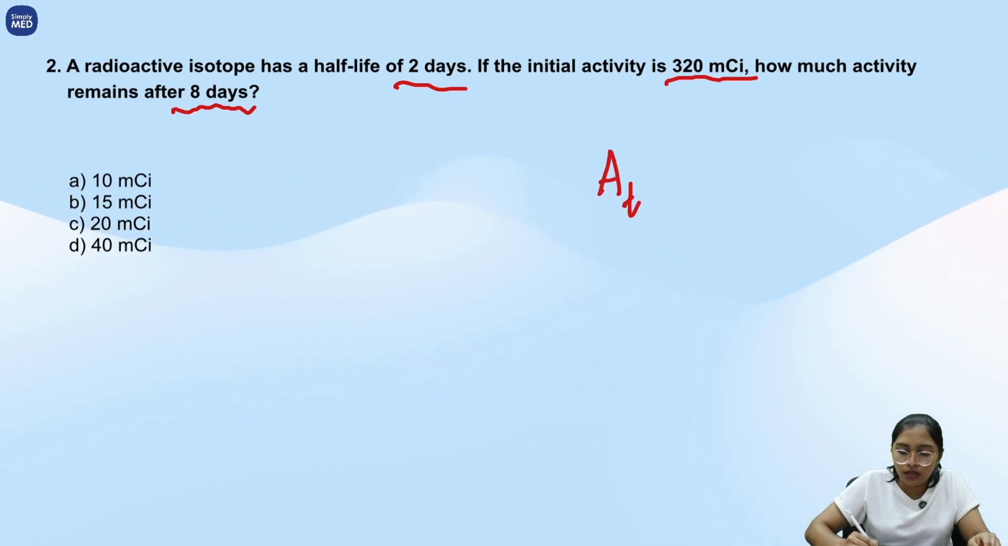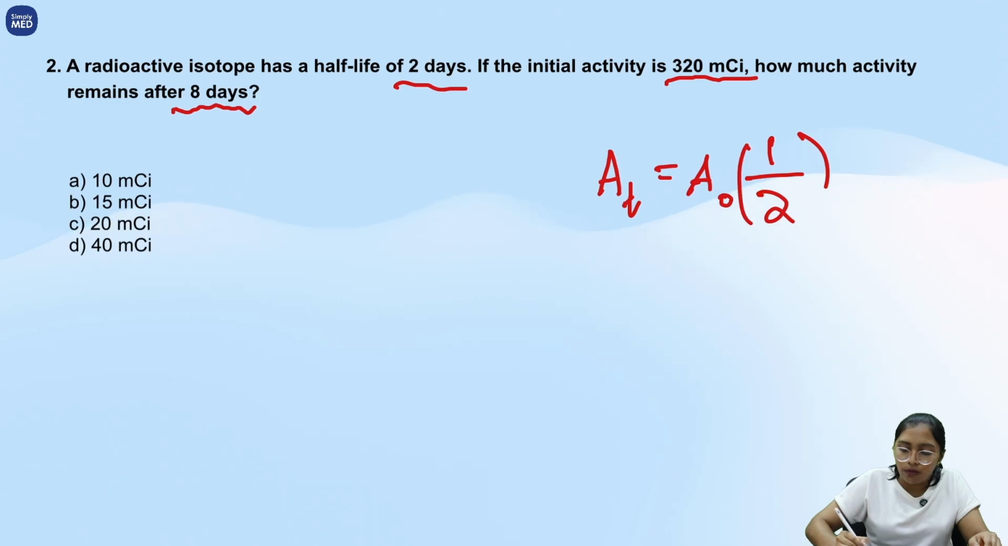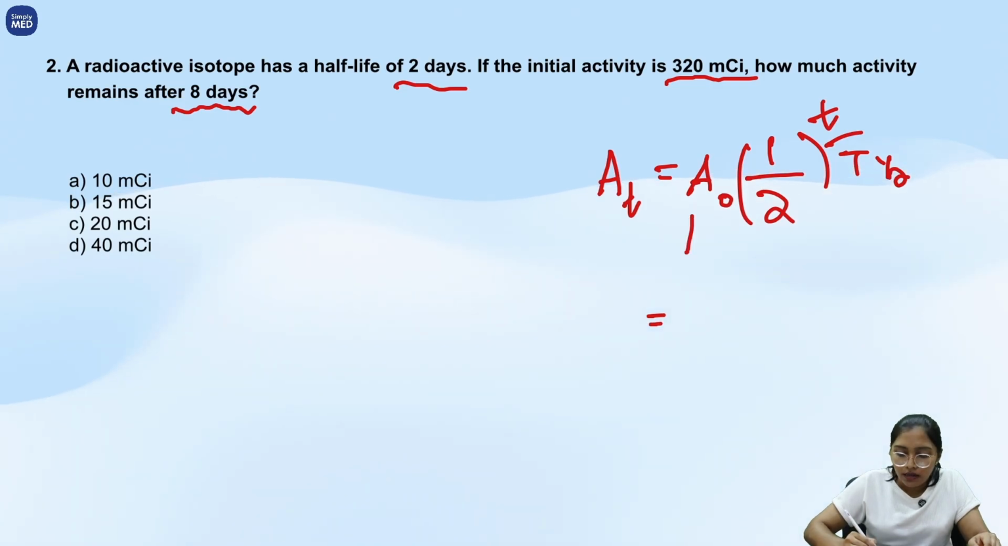Remember our equation was A_T is equal to A naught into 1 by 2 to the power of t by T half. Now initial activity is how much?